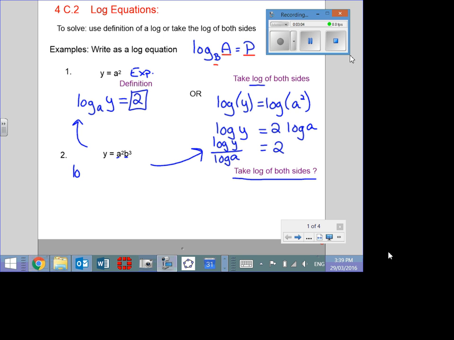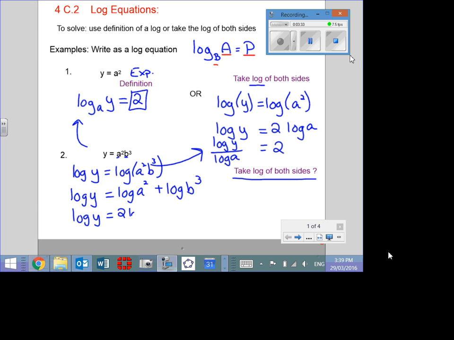So if I take the log of y and I take the log of a squared b cubed, thinking back to my log rules, I know that my product, so log of a squared, is going to be a sum with log of b cubed. Now using my power rule, I'll write log of a squared as 2 log a plus 3 log b. So now I've completely dissected this original exponential form of an equation, and I've written it using logs.